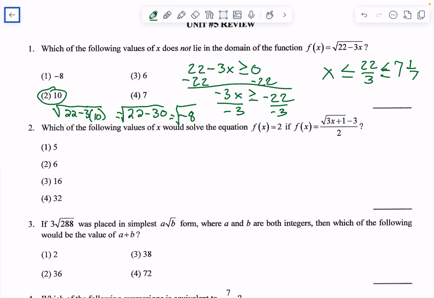All right, this one, f of x is equal to 2. So see where f of x is? We're going to put the 2 there. So we have 2 is equal to the square root of 3x plus 1 minus 3. All right, we're going to add 3.